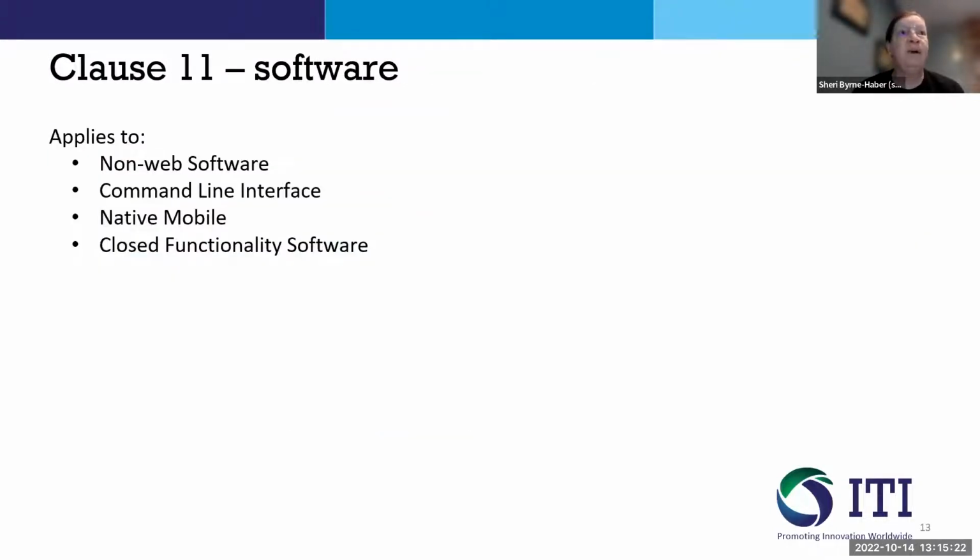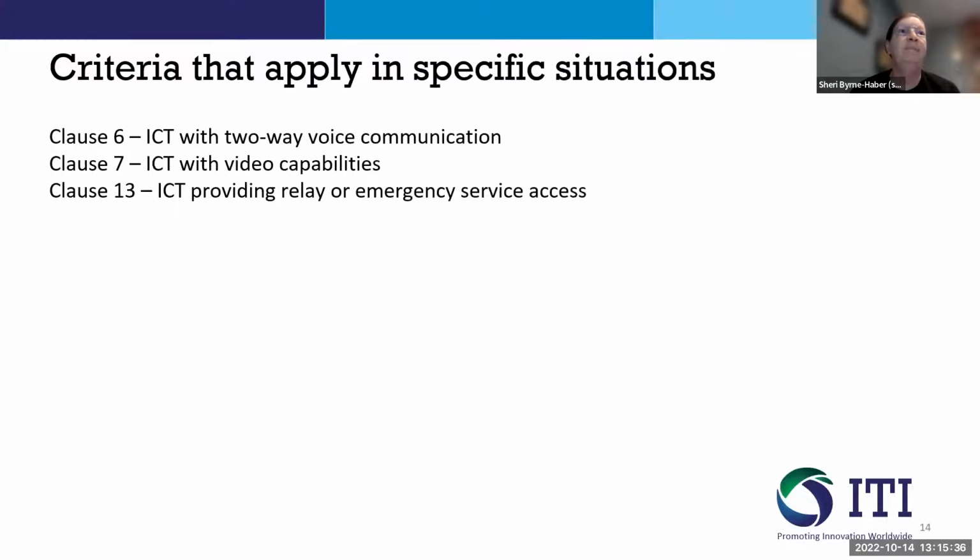Clause 11 is software, and it applies to 4 different categories of software. It applies to non-web software, it applies to command line interfaces, it applies to native mobile apps, and it applies to closed functionality software. Clause 6, remember, only applies in a specific situation where you've got ICT with two-way voice communication. Clause 7 only applies when you have ICT with video capabilities. Clause 13 only applies when you have ICT providing relay or emergency service access.